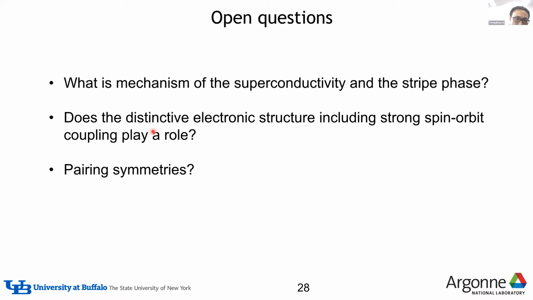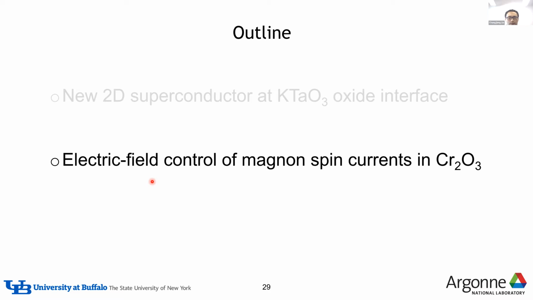So then also the next question is, what is the pairing symmetry? Are there any unconventional pairing in this pairing symmetry in this system? So with that, I will be continuing to discuss the second part of this talk, which is about the electric field control of magnon spin current in Cr2O3.